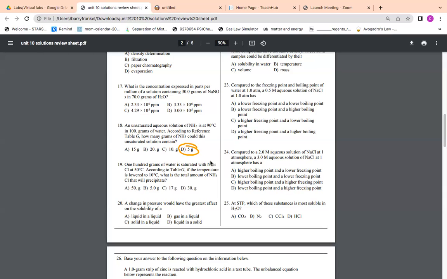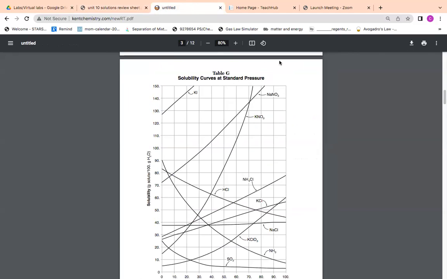Okay. Number 19, 100 grams of water is saturated with ammonium chloride at 50 degrees Celsius. According to Table G, if the temperature is lowered to 10 degrees Celsius, what is the total amount of ammonium chloride that will precipitate out of the solution? So let's clear all of this. Let's go on over to Table G.